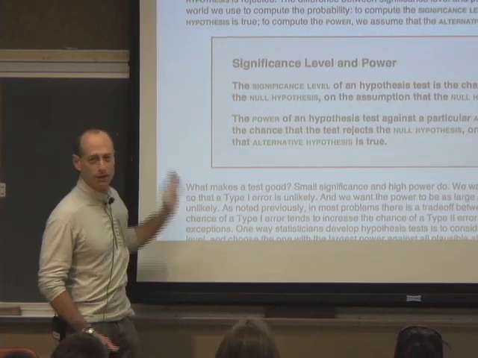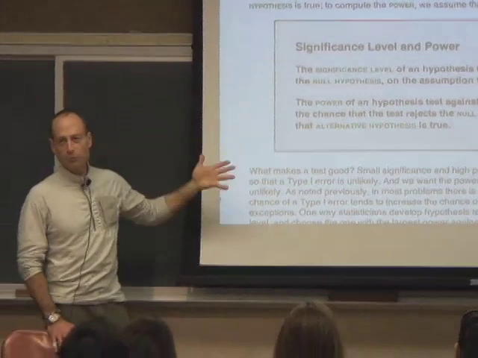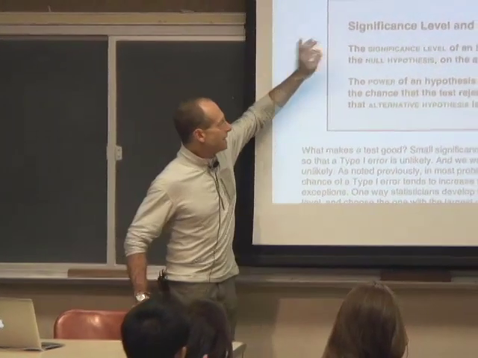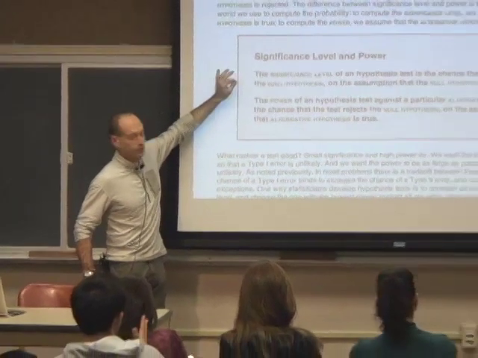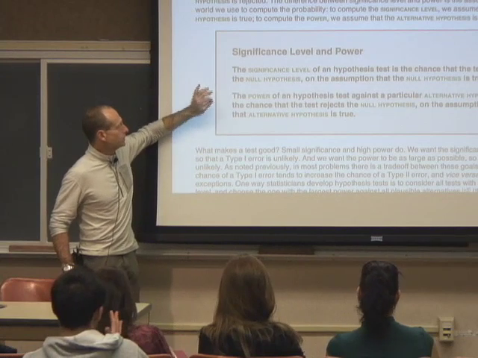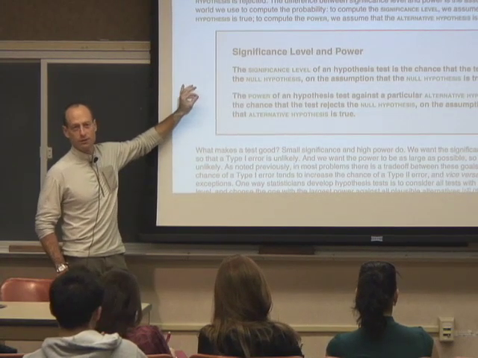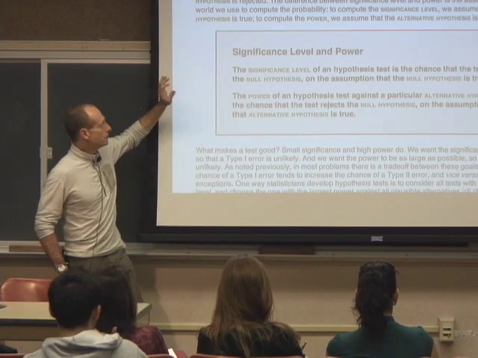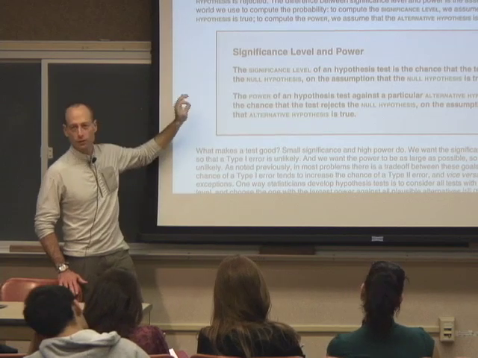Okay, the problem is that there's a trade-off between significance level and power. For a given sample size, for a given way of collecting data, to drive down the significance level, to have a small chance of rejecting the null when the null is true, is going to typically end up resulting in small power. That is, a small chance of correctly rejecting the null when the null is false. So there's a trade-off between these two things. You can't simultaneously get arbitrarily small significance level and arbitrarily high power.